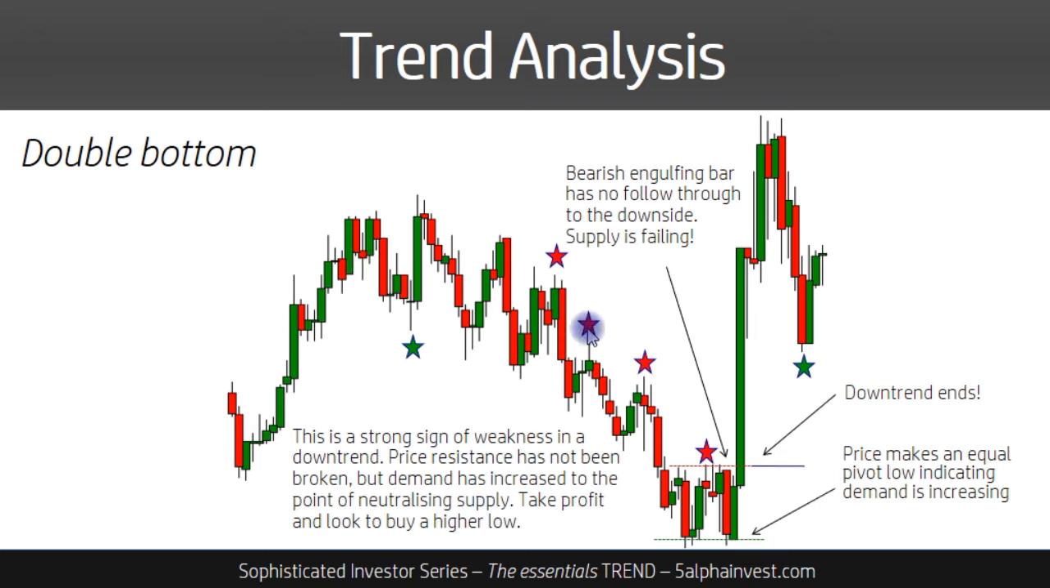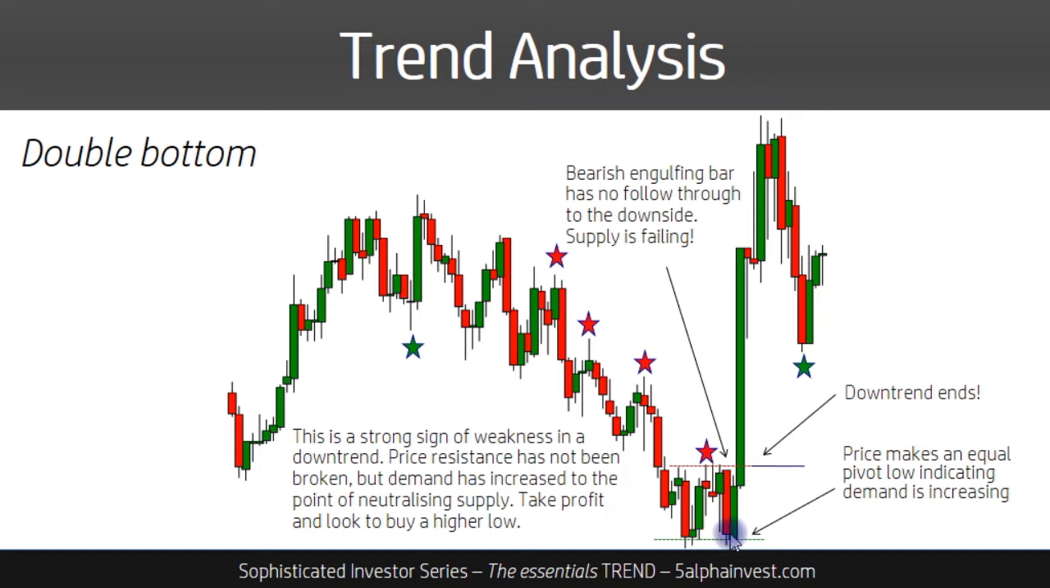And then we have that series of lower pivot highs and lower pivot lows. So we have a downtrend occurring here. Price forms a lower pivot low here and then retraces up, forms a lower pivot high. So your expectation is that price will roll over and move to the downside once again.